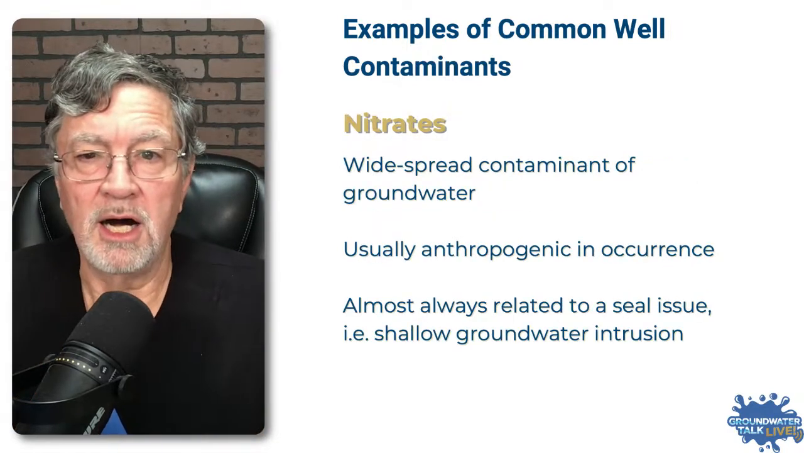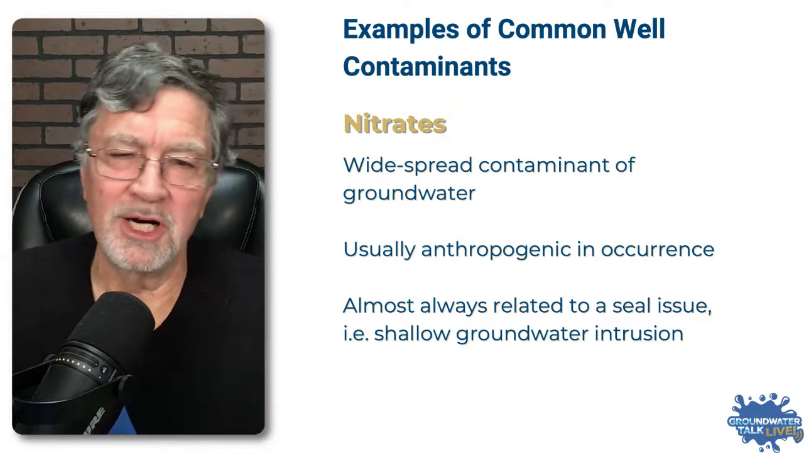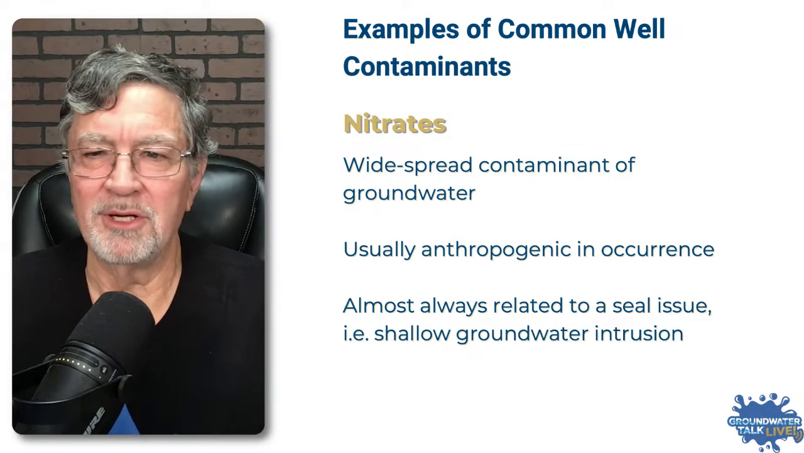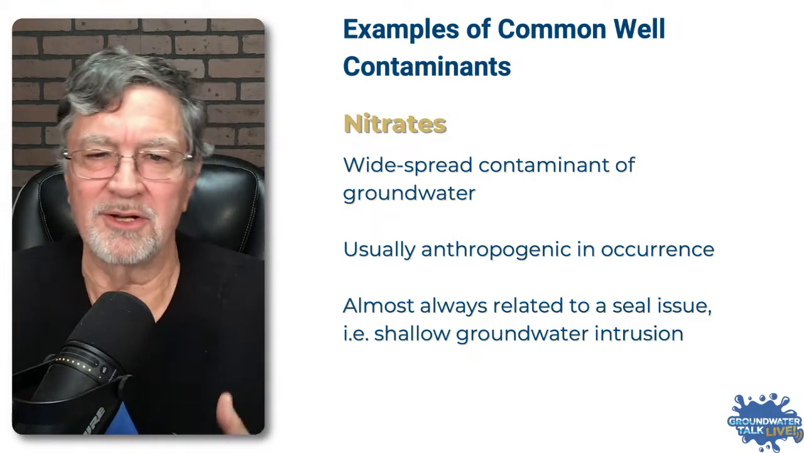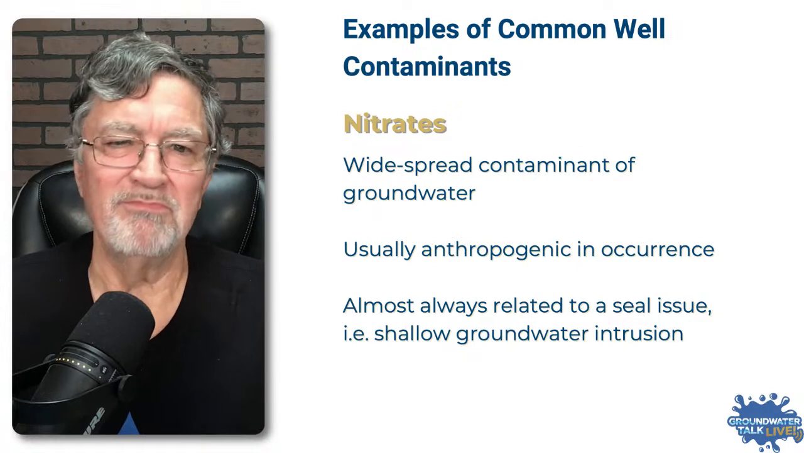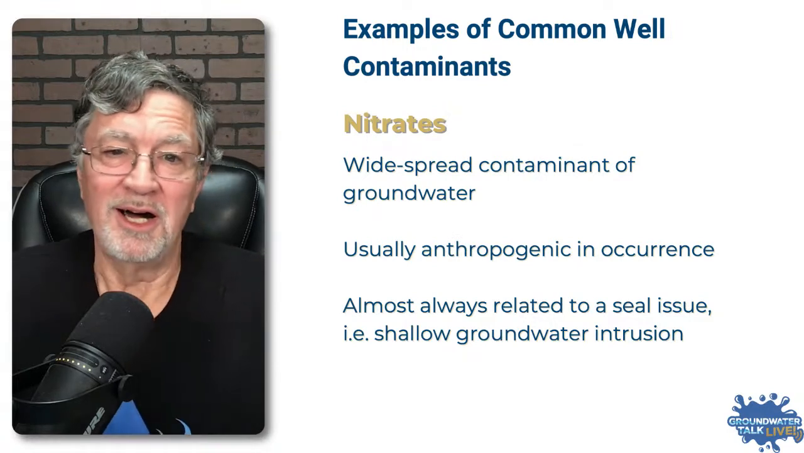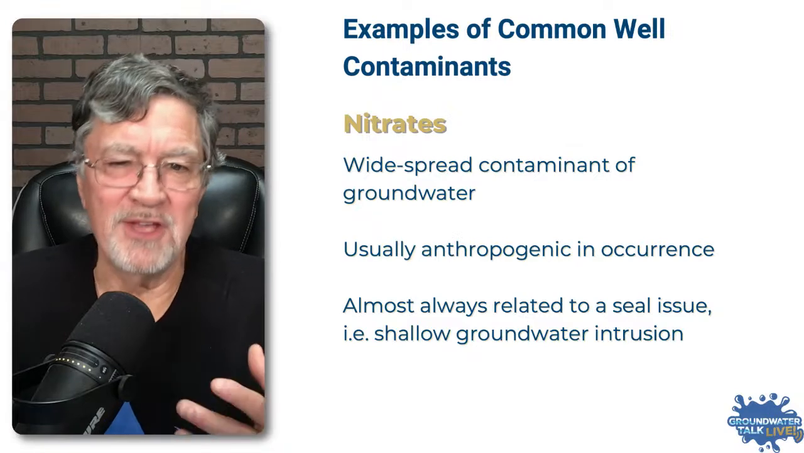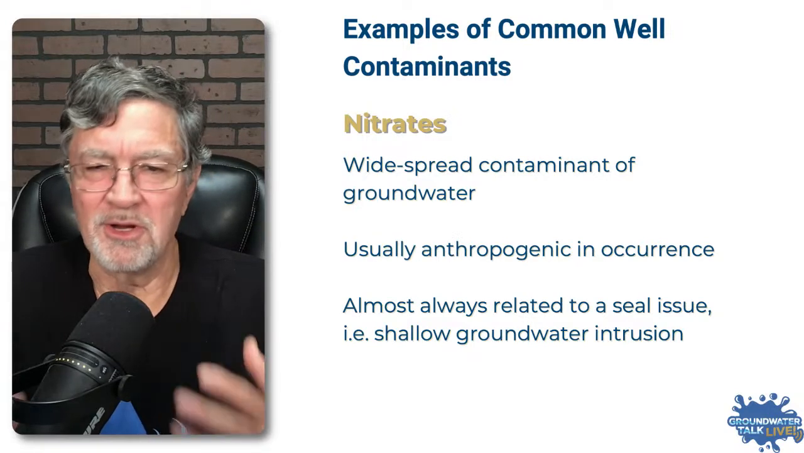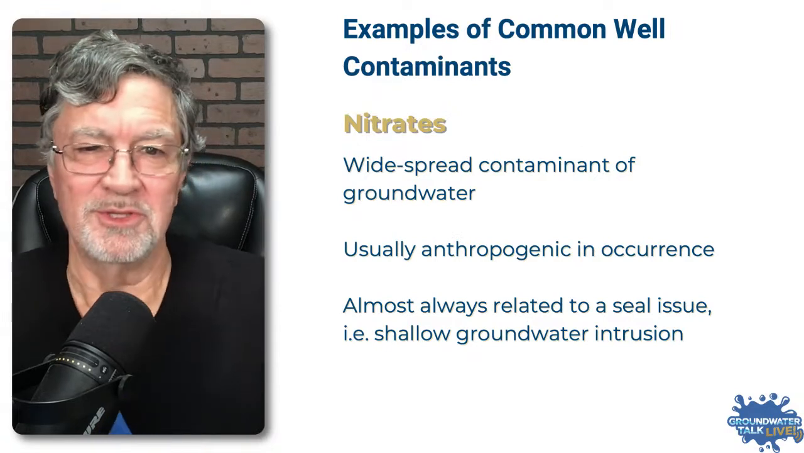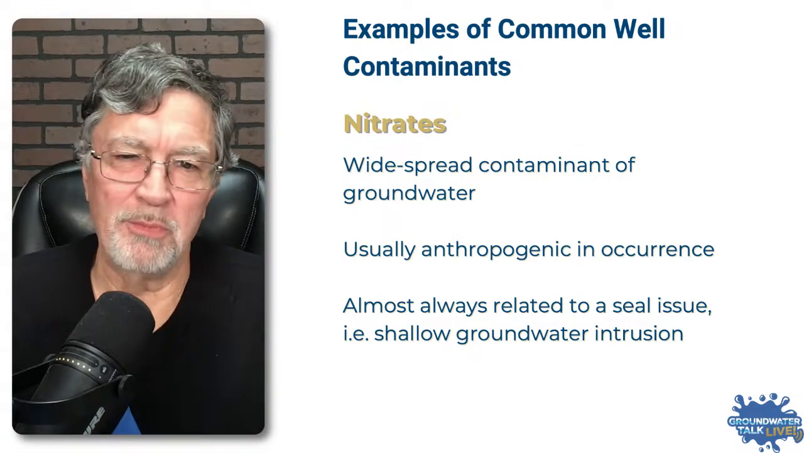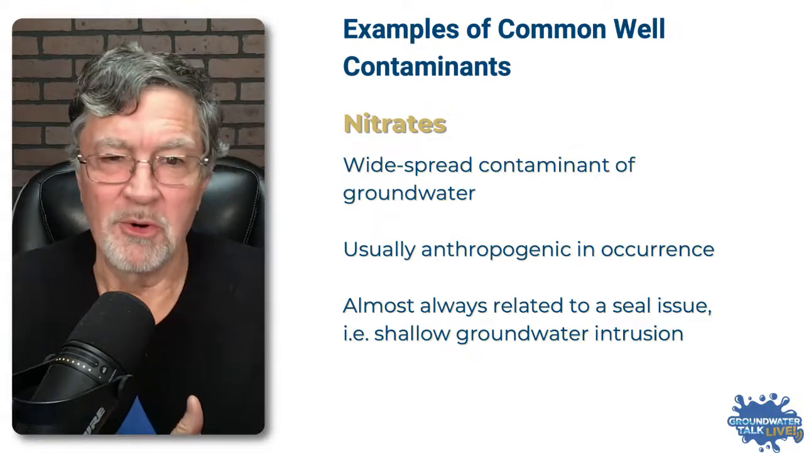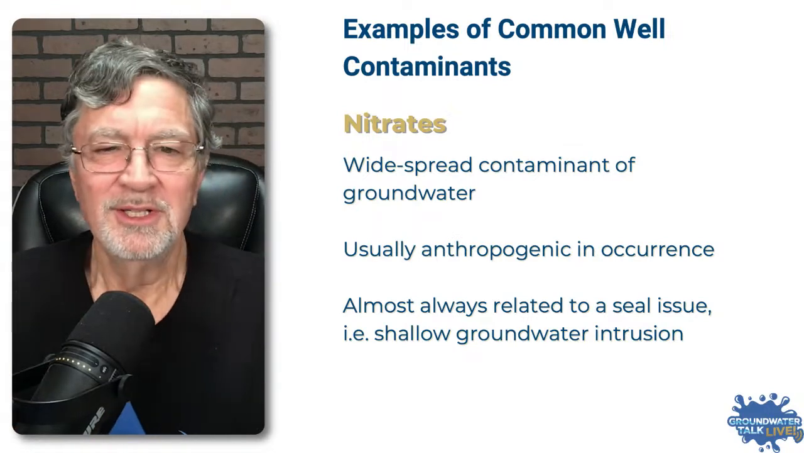So this is good. Nitrates, another big one, especially in the U.S., and it's a widespread contaminant in groundwater. It's usually anthropogenic in occurrence because it is mainly coming from fertilizer. There are also sources from septic systems and from feedlots. So nitrate sources are very important. We can actually do isotope analysis and determine what the actual source is, whether it's coming from manure or from fertilizer.